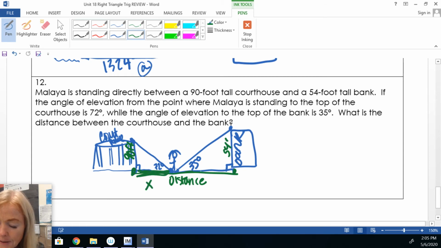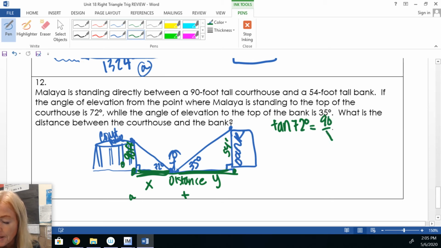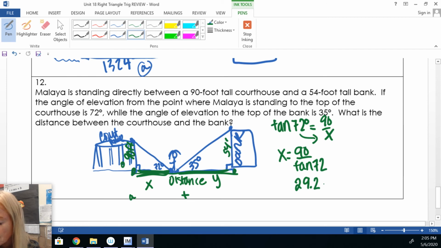All right, so what we need to do is find this side, we'll call it X, and this side, we'll call it Y, and we need to add the two together to get the total distance. To solve for X, we have a tangent because we have opposite and adjacent. So tangent of 72 degrees is equal to 90 over X. We switch: X is 90 over tan 72. And so 90 divided by tan 72 is 29.2 feet.